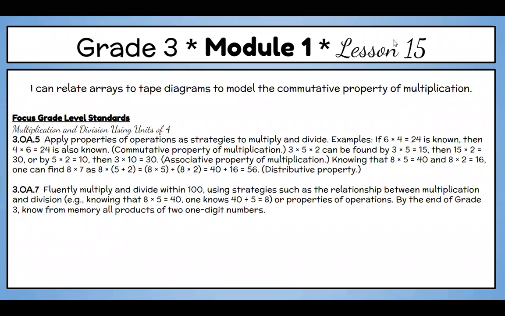Okay guys, today we're looking at Module 1, Lesson 15. I can relate arrays to tape diagrams to model the commutative property of multiplication. So remember, commutative property means that the factors can go in any order and they will still get the same product. So for example, 6 times 4 equals 24 is the same as 4 times 6 equals 24.